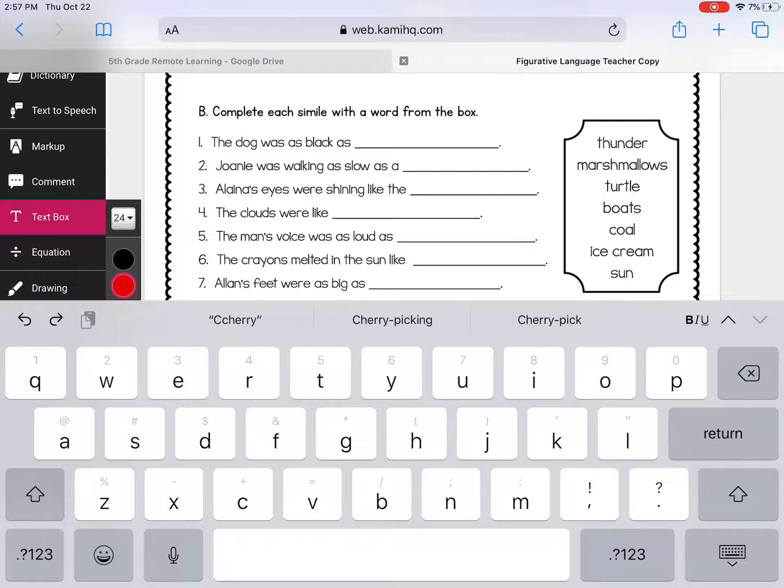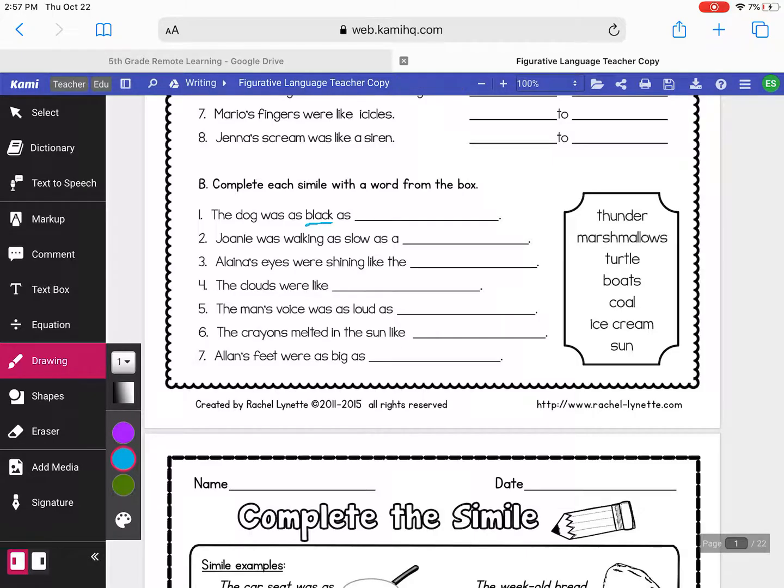This one's really fun. So we've got the dog was as black as, okay, now we have to think. We've got the word black in here. So we have to think of something over here that's also black, because if we put in marshmallows, that wouldn't make sense. The dog was as black as a marshmallow. Unless that marshmallow got really, really toasted in a fire, that does not make sense at all. So we're looking for something that does make more sense. Boats, they could be black, doesn't really make sense. Ice cream, I hope it's not black. Coal, like coal you get from Santa when you're naughty, coal is definitely black. So we can put coal.